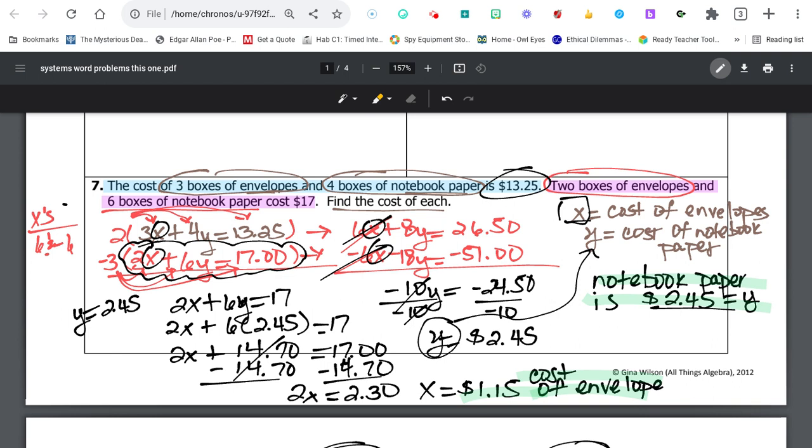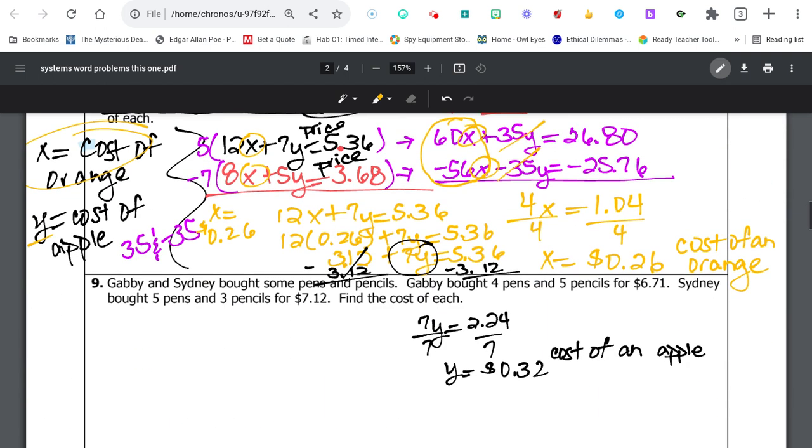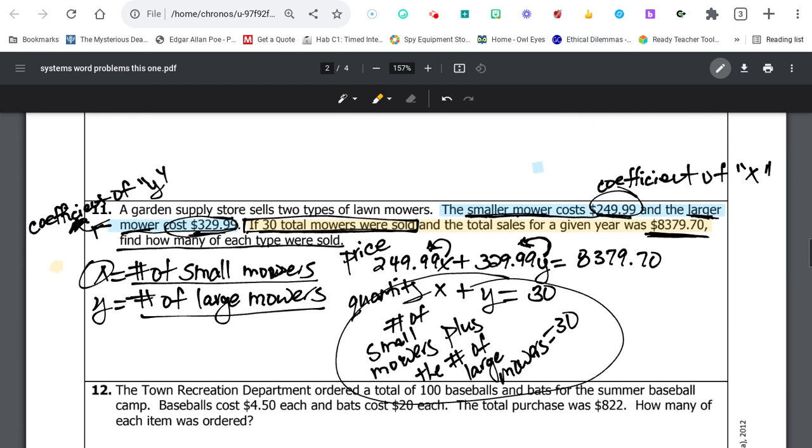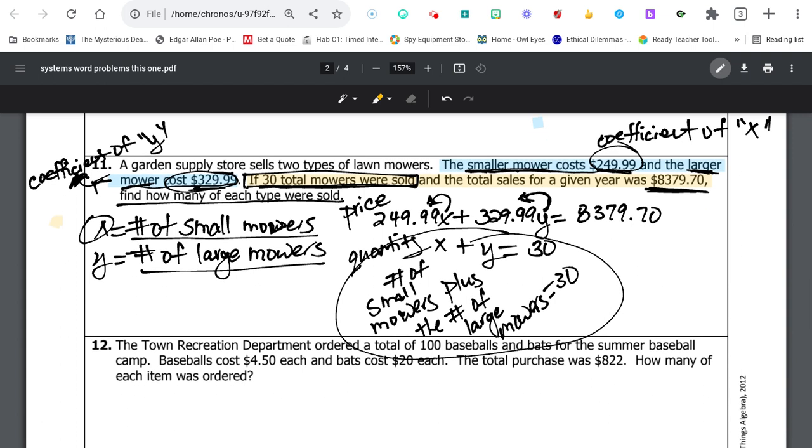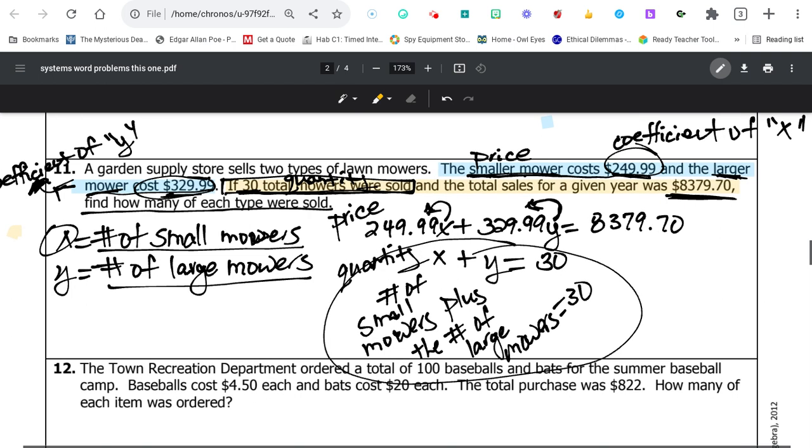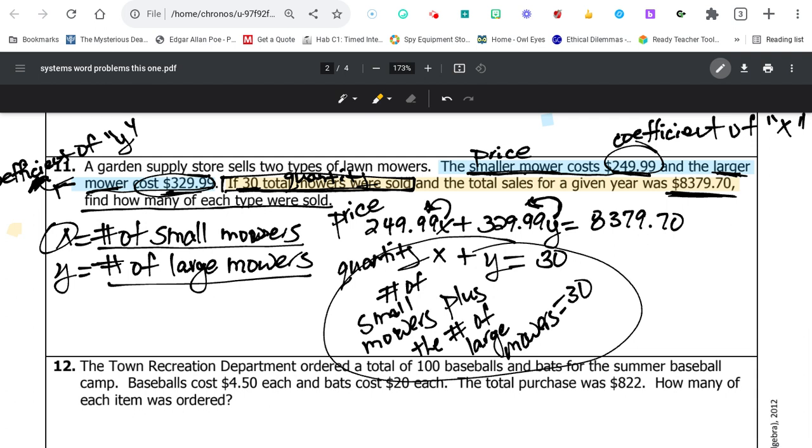This equation dealt with price because the price was $13.25, and this price was $17. So both of my equations involve price. Whereas when you get to this one, only the top equation involves price, and this 30 lawnmowers involves quantity, the total number. I want you to understand the difference between two price equations and one price and one quantity equation in a system.